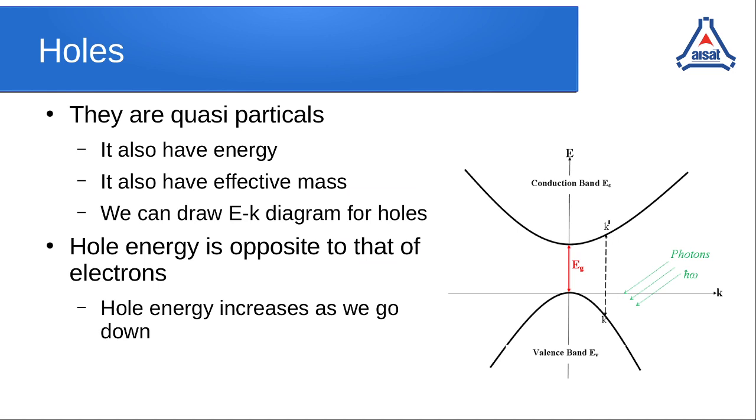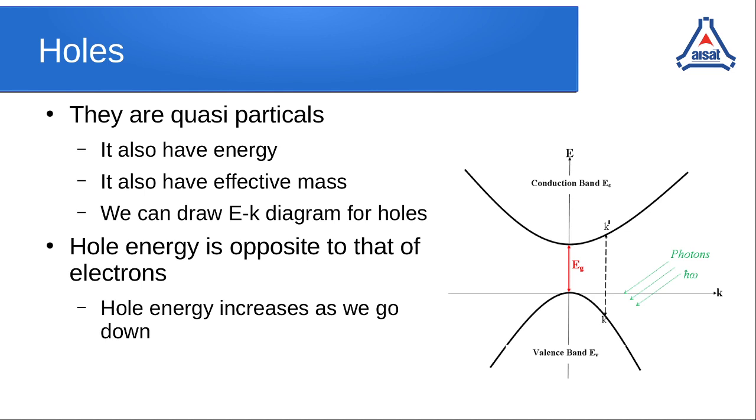This makes the quasi-particle hole. Why is it called a quasi-particle? It is not a real particle. It is the absence of electrons. The absence of electrons is called holes. That is why we call holes quasi-particles. Though this is a quasi-particle, it has energy.